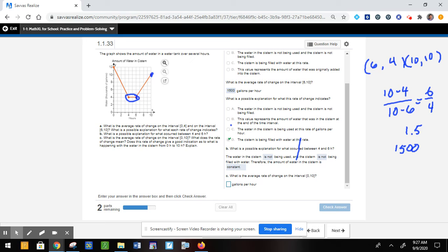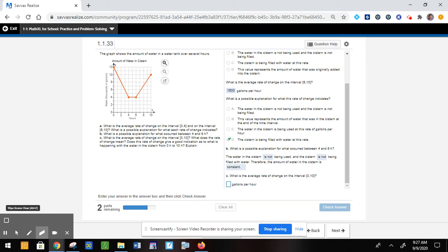What is the average rate of change on the interval 0 to 10? So now we're looking at the average rate of change over the whole thing. It's not going to be a slope of a line, but we're still going to calculate it the exact same way. So we're starting at 0, and we're going all the way to 10. So really what we're getting is the slope of that imaginary line there.